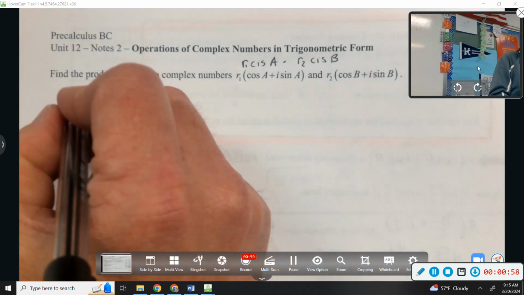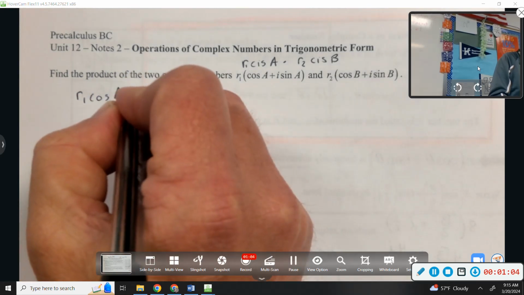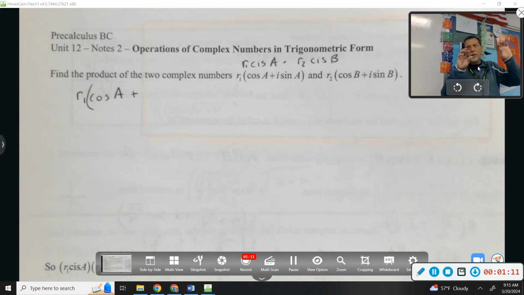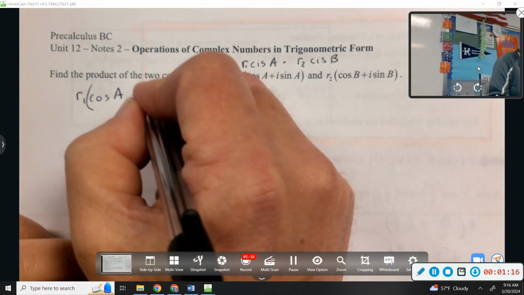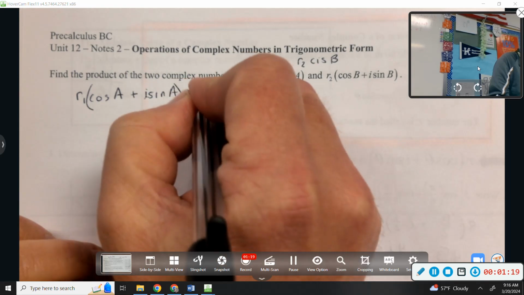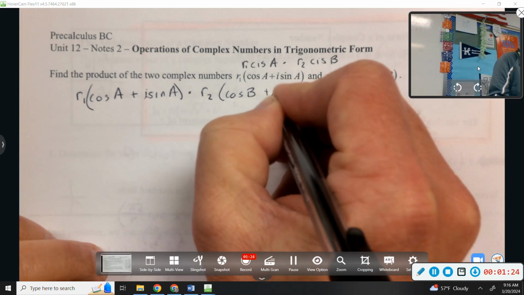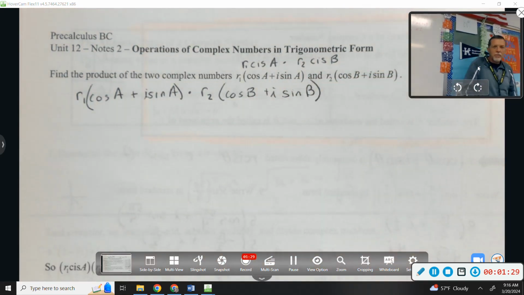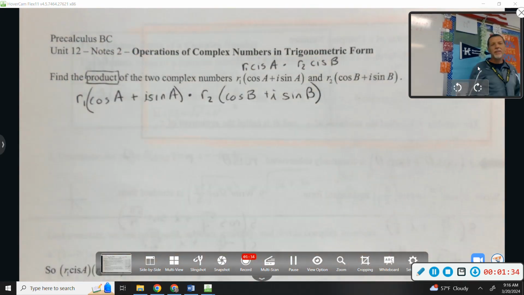So, goodness, this is going to be r1 cosine A plus i sine A. I'm going to leave the r1 off of that. I'm not going to distribute the r1 because I'm going to multiply the r1 and r2 and put them out front. So there's just rewriting what was already given, but instead of saying product, we're going to multiply them.